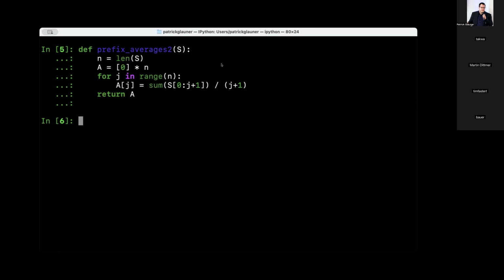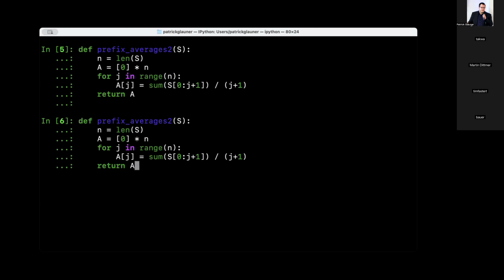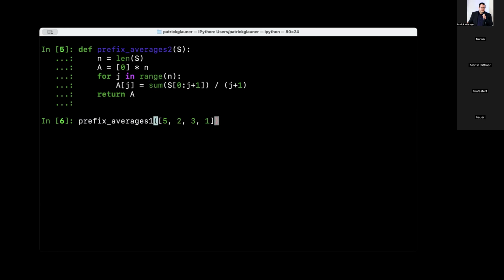We can see if it works. We before called the prefix average 1 on this, and see if we get the same result. And we get the same result as before. Do you think this has a better complexity? Green sticker means better complexity. Red sticker means not better complexity. So I only see agreements that this would have a better complexity.